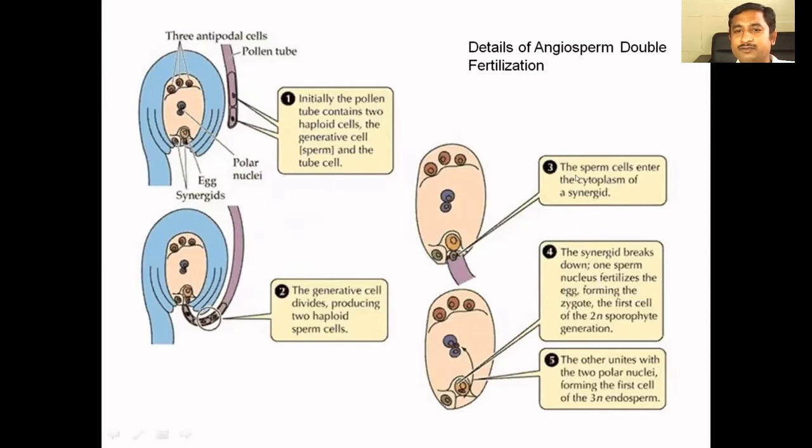And then the sperm cell enters into the cytoplasm here in the embryo sac, and the cytoplasm of the synergids, and it enters here. And the synergid breaks down, and one sperm nucleus fertilizes the egg here, forming the zygote, the first cell of the 2n sporophyte generation. This is how a zygote 2n will be developed here. And the other one, among the 2, unites with the 2 polar nuclei here in the center, and that becomes 3n, and that is the endosperm. So you need to remember these 2 terms, double fertilization.